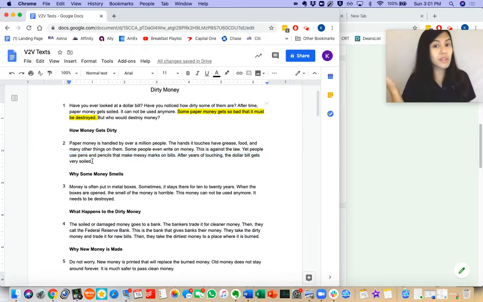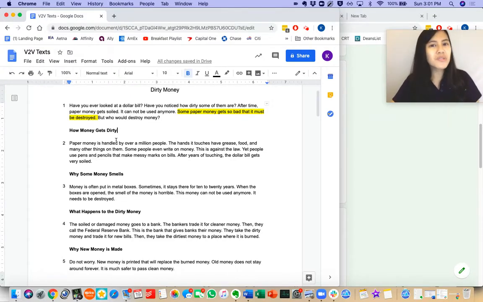There's that word soiled again. Remember, I think that's a synonym for dirty. After years of touching, the dollar bill gets very dirty. So the heading for this section was how money gets dirty. So when I'm looking for the topic sentence, I need to ask myself, which sentence combines all the details to tell me how money gets dirty?